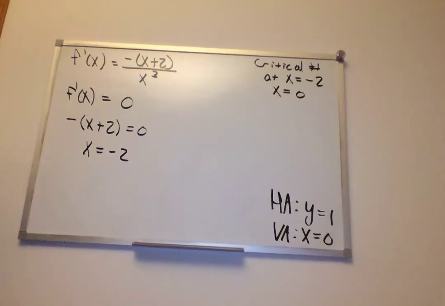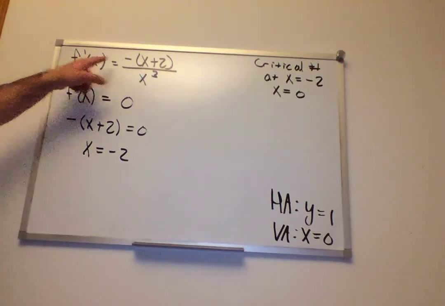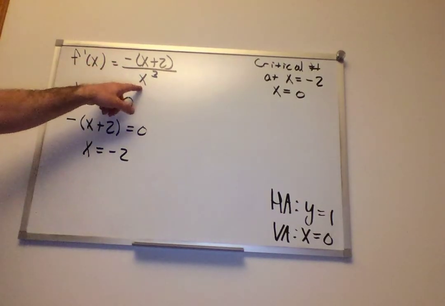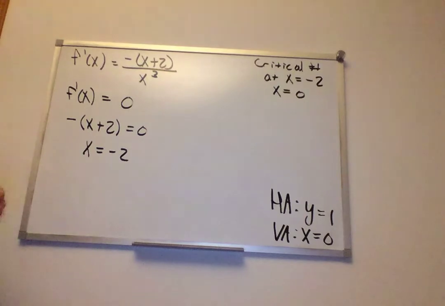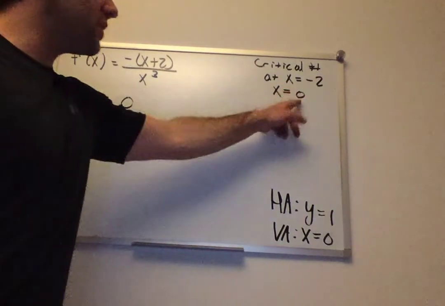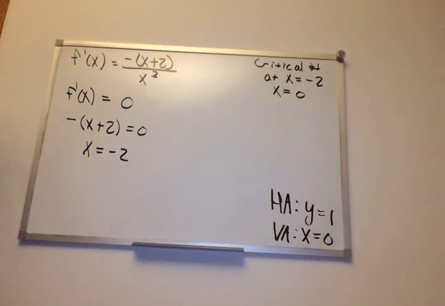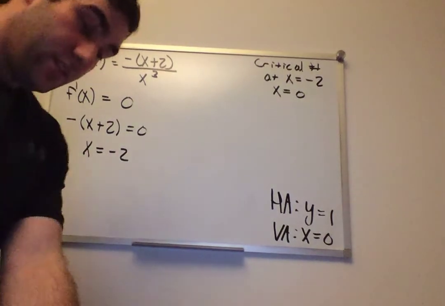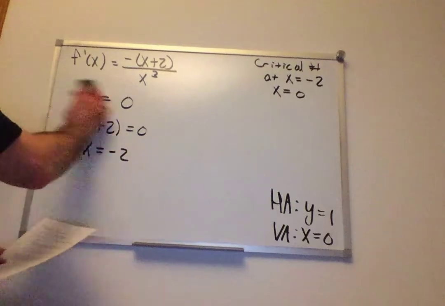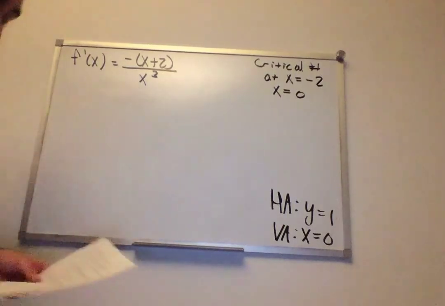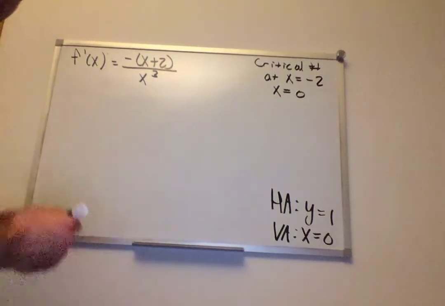The reason why we have a critical number at 0 is because the derivative is not defined at 0. I can't plug 0 into this derivative and get back out a number. Okay? So those are our two critical numbers that we have. Okay, so let's see. Find the intervals of increasing and decreasing.